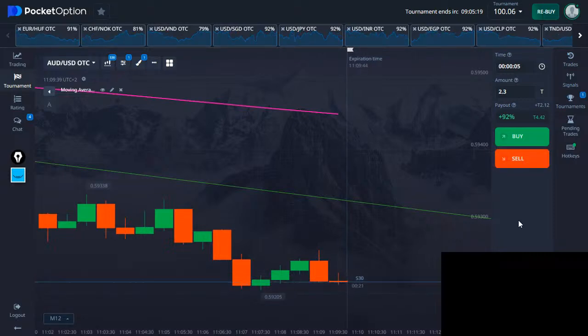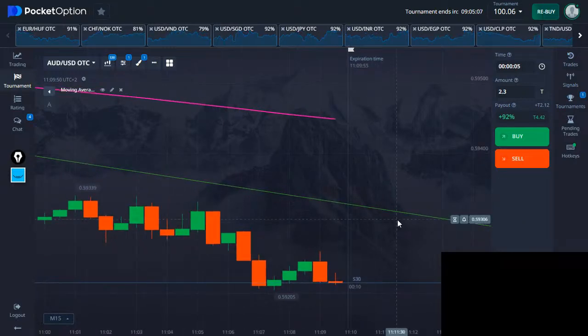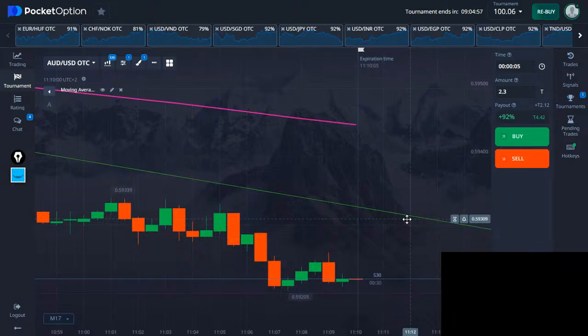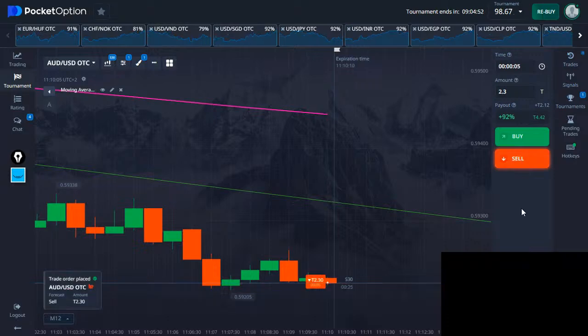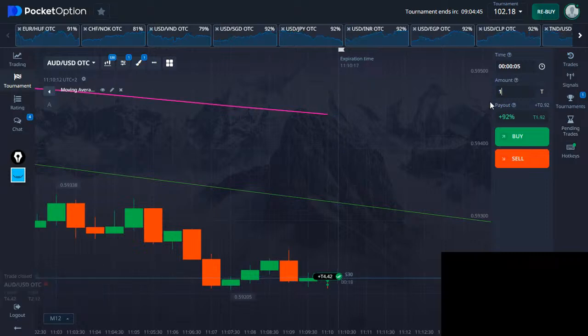Here we go. See, be patient. Why the rush? Why are you rushing yourself into the market? Let me see. We have strong red. We go for a sell. That's the one. We come back to $1 trade.